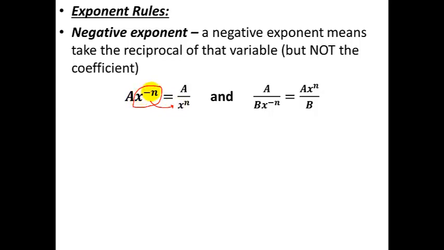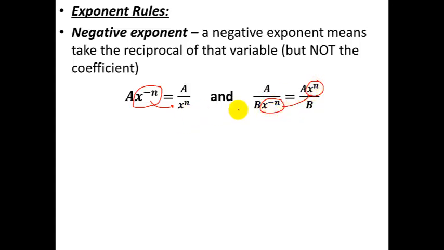So x to the negative n moves into the denominator as x to the positive n. And likewise, if you have a piece with a negative exponent in the denominator, it has to move up into the numerator. But again, remember, any numbers in the numerator stay in the numerator, and any numbers in the denominator stay in the denominator. It's only the part that has a negative exponent that flips to the other side.